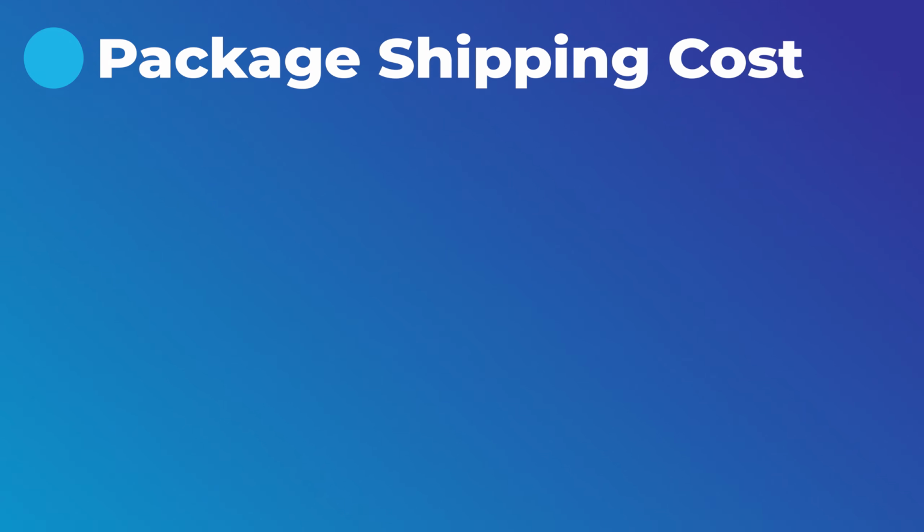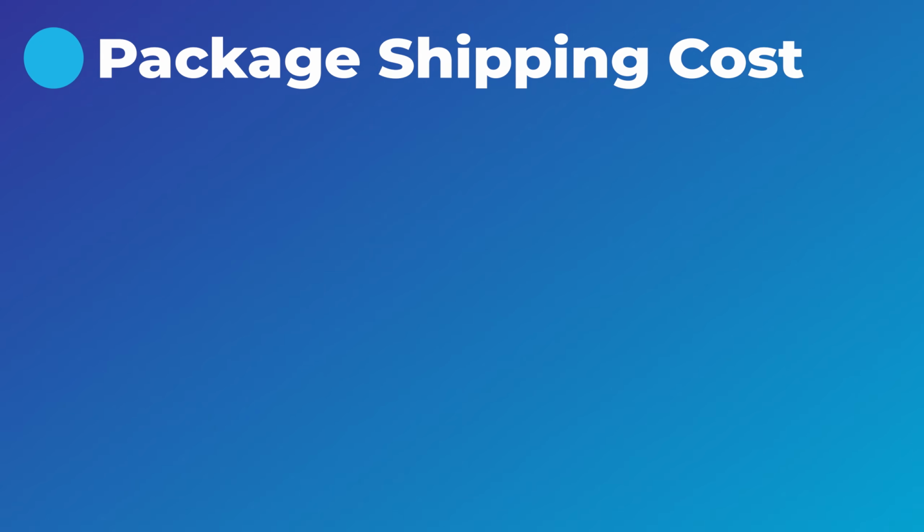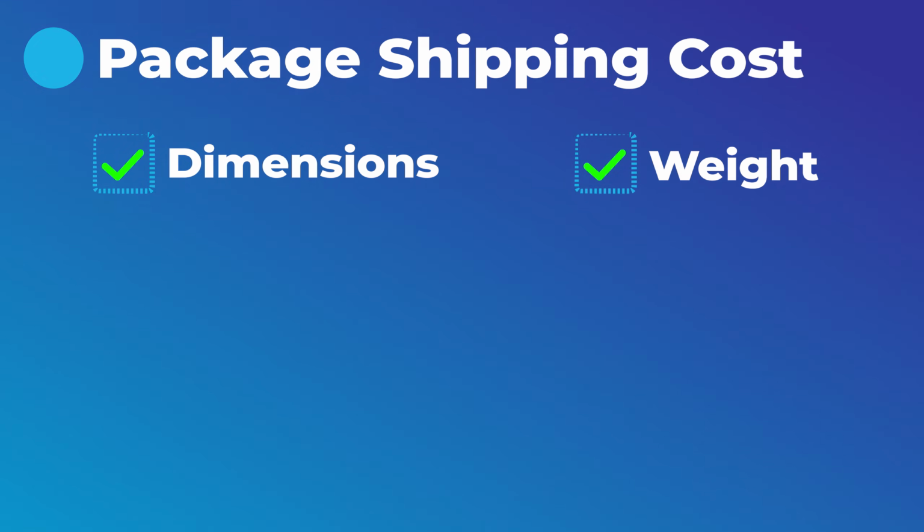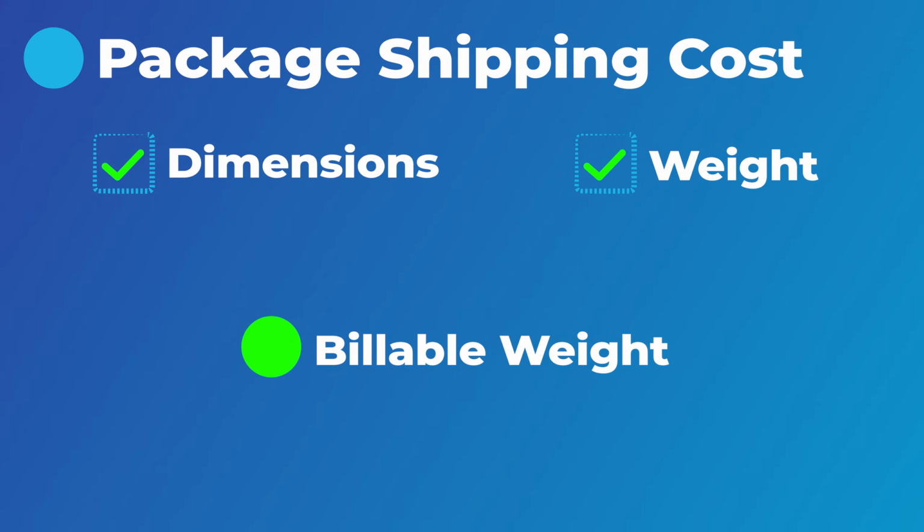So we're going to focus on just a couple of factors of shipping cost calculation, which are the package dimensions and the weight. We use these to calculate something called a billable weight. Billable weight is something used by carriers to calculate the shipping cost per package.